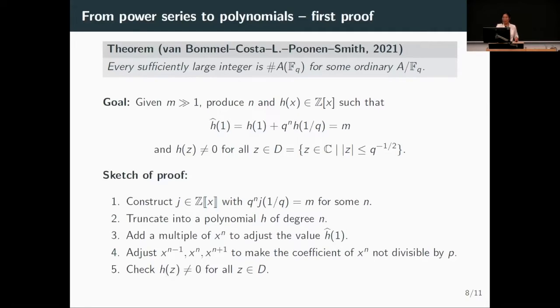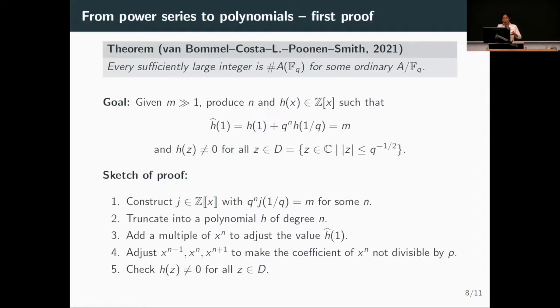So the point is, I want h hat of 1 to be m. And h hat of 1 has two components. One part is h of 1. The other part is q to the n times h of 1 over q. The main term will be q to the n times h of 1 over q. So what we'll do is construct a power series such that q to the n times this power series, evaluated at 1 over q, exactly gives me m. And I'll ask this power series to always have integer coefficients. That's step 1. Step 2 is I truncate at degree n to get an integral polynomial h.